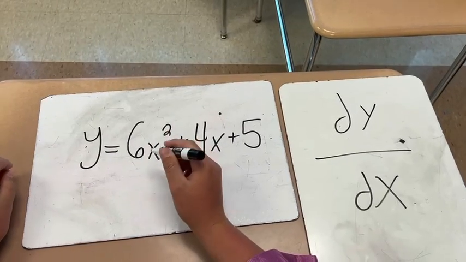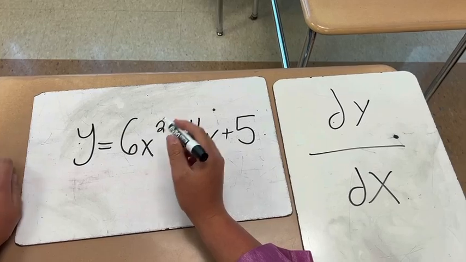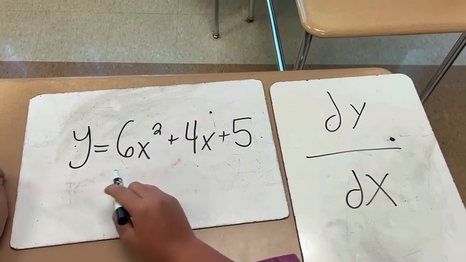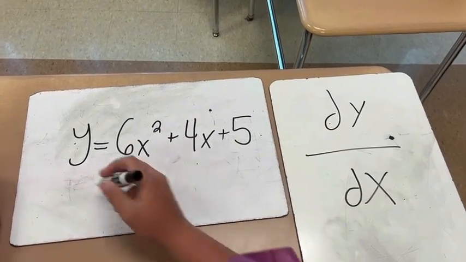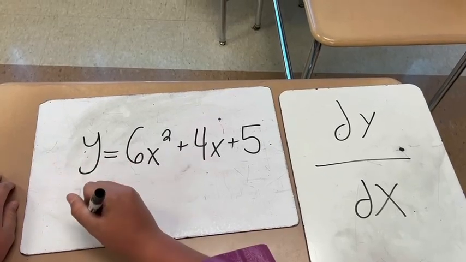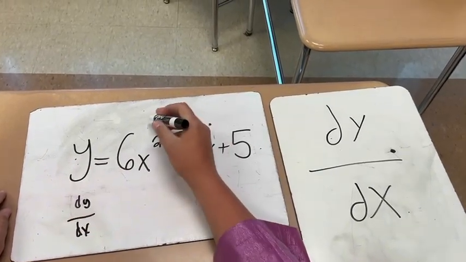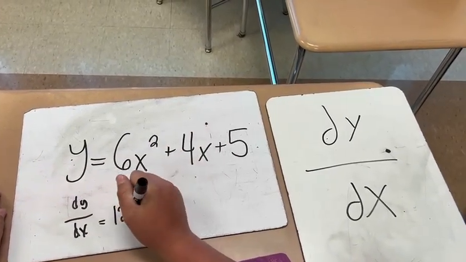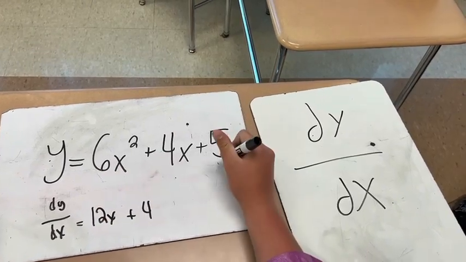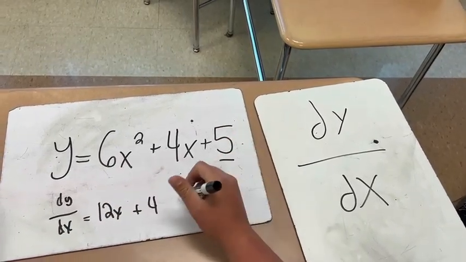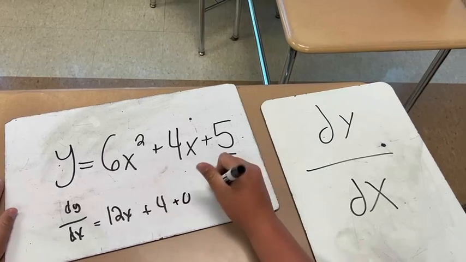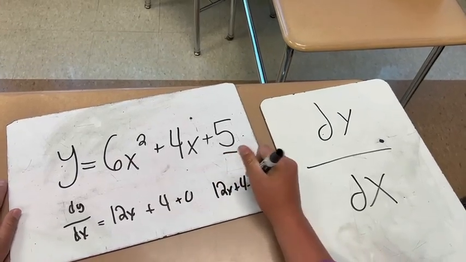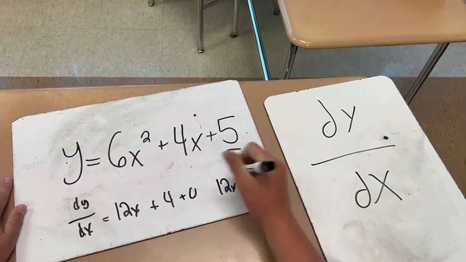So a derivative shows the instantaneous rate of change. So we have y is equal to 6x squared plus 4x plus 5. We want to find the derivative of this, dy/dx. So what we can do is we do the power rule right here to make this 12x plus 4. And since 5 is a constant, that gets omitted, it becomes 0. So we ultimately have 12x plus 4 is equal to dy/dx, which is our derivative.